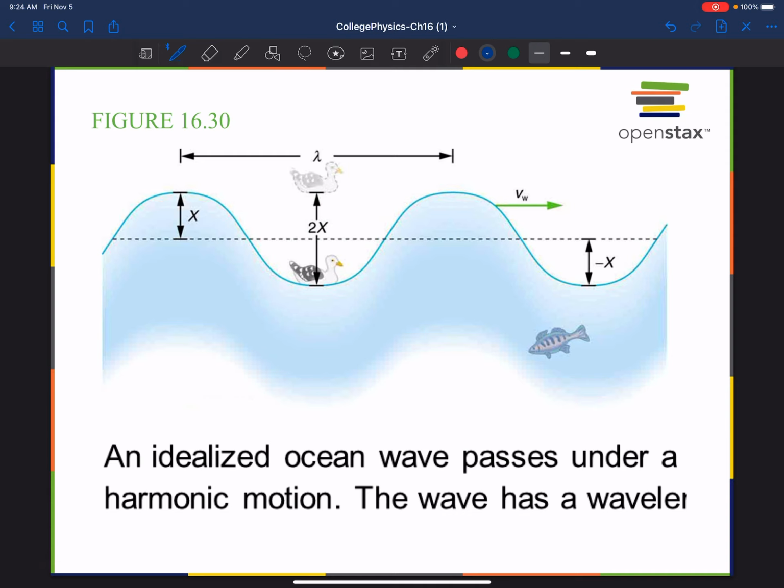You've likely learned this in some other class, but as a quick refresher, the top part of a wave is called the crest. The bottom part is called the trough.